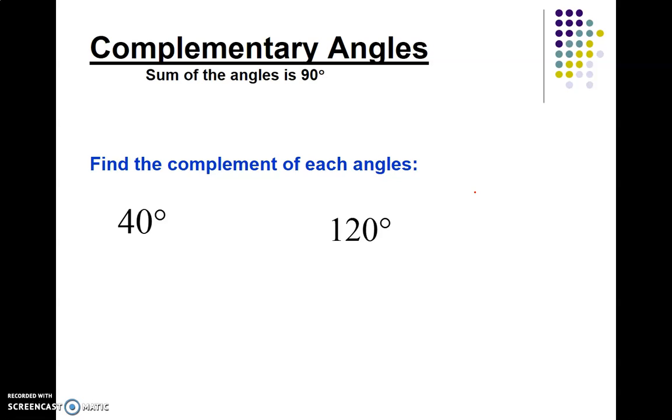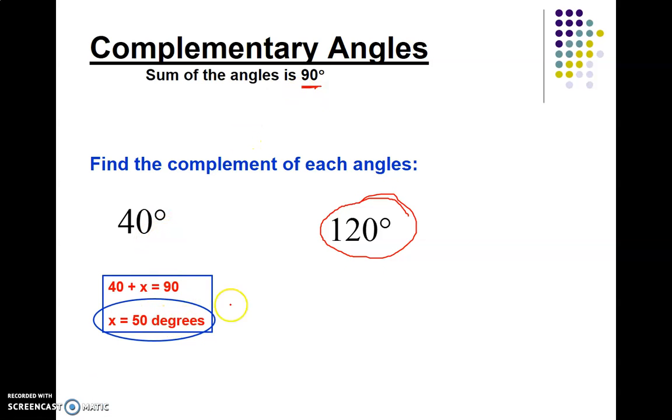Now, what is a complementary angle? Complementary angles are two angles that, if you add them, sum up to 90 degrees. So find the complement of each angle. Does 120 have a complementary angle? The complement is the angle that added gives 90 degrees. So for 40, 90 minus 40, we get 50 degrees. But 120 doesn't have a complementary angle. Why? Because it's more than 90 degrees.